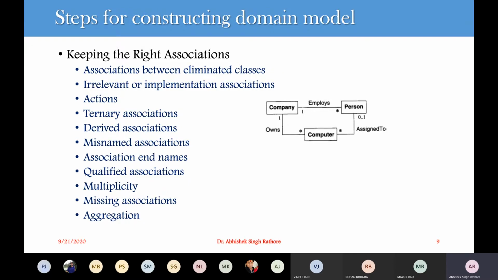So the first criterion is that we have to find the associations that are between your eliminated classes. So if you have eliminated one of the classes in your association, you must eliminate your association or restate it in terms of the other classes.